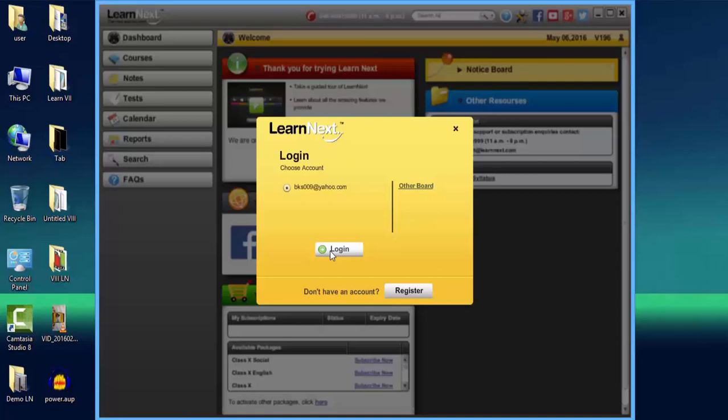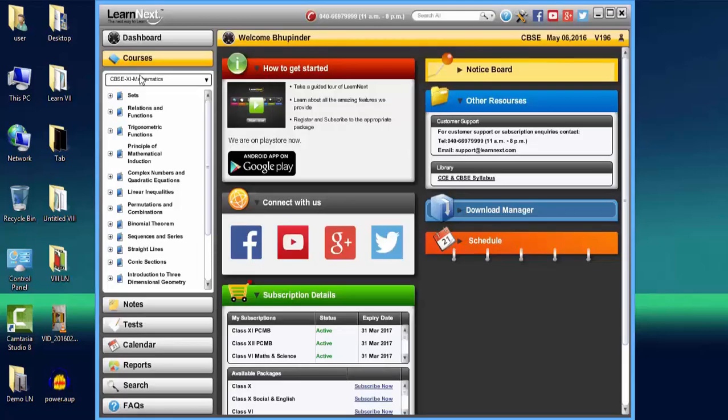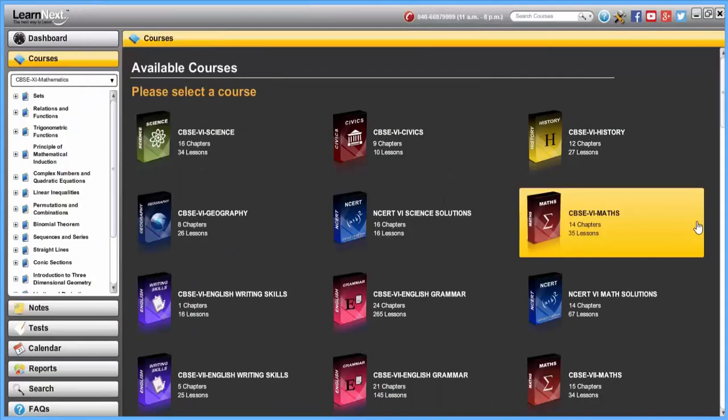Simply click login. This software is available from 6th standard to 12th standard, but with one package, you will get the syllabus of only one standard. This is the demo ID, so the syllabus of all the standards is there. Otherwise, whatever standard we install in your system, only that will be there. As you are in the 9th standard, we will see the syllabus of 9th standard.